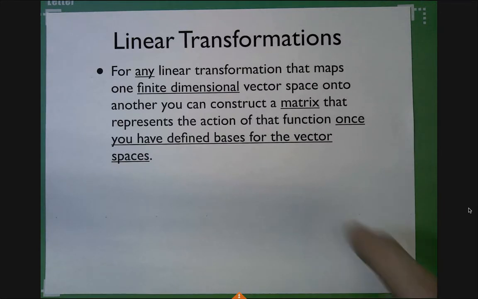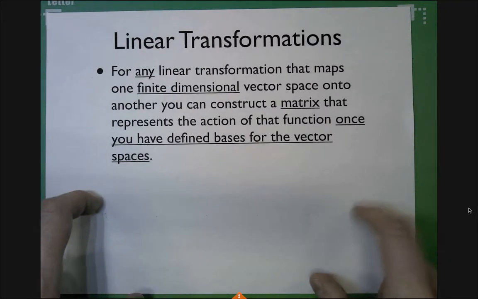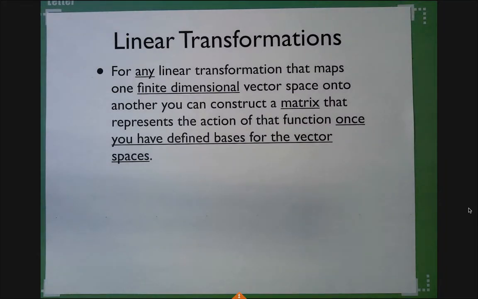Okay, so I think I will stop right here, and we'll continue this next Monday with the other topic, because I think this nicely concludes our discussion on linear transformations, unless you have some questions. Okay, then.